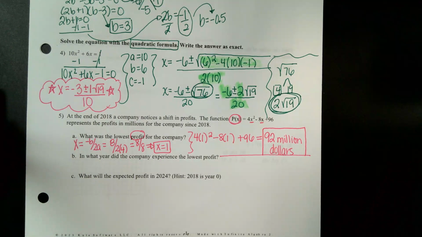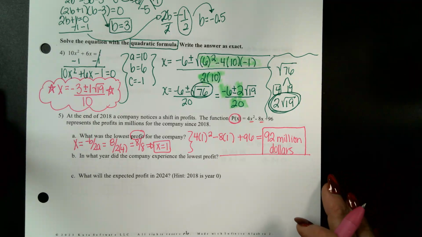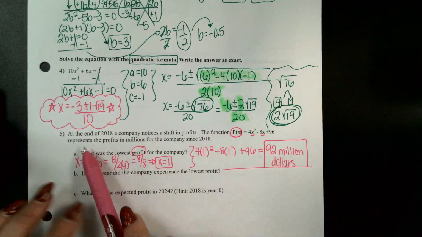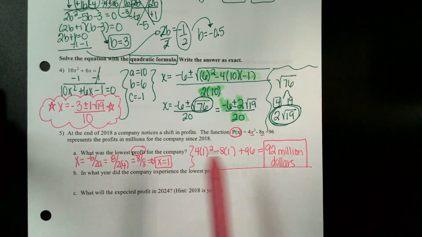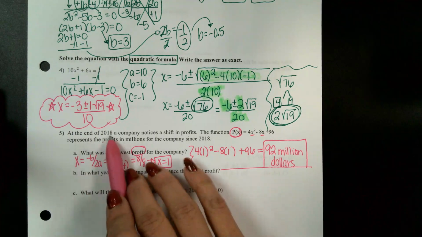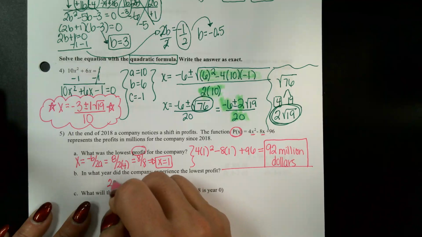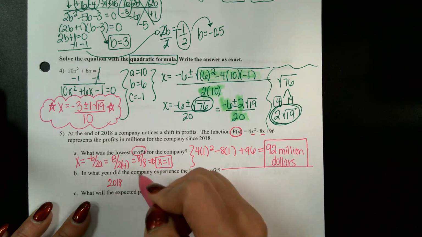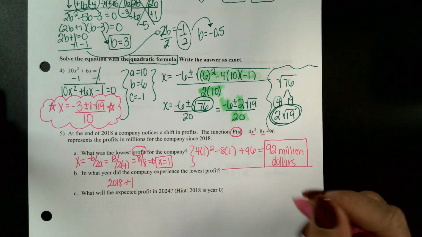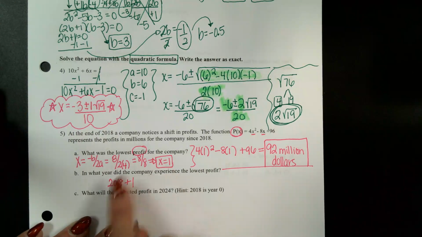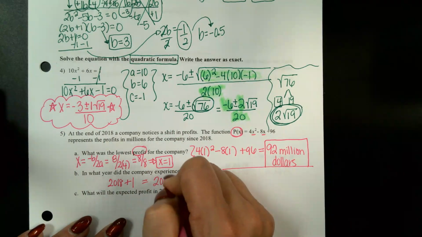Now, letter B says, what year did they experience that lowest profit? Well, look, if x is 1, that's how many years after 2018. If it started in 2018 and a year later it hit the lowest profit, just add 1 to it. So the answer of 1 that we found for A, we're just adding to 2018. So 2019.